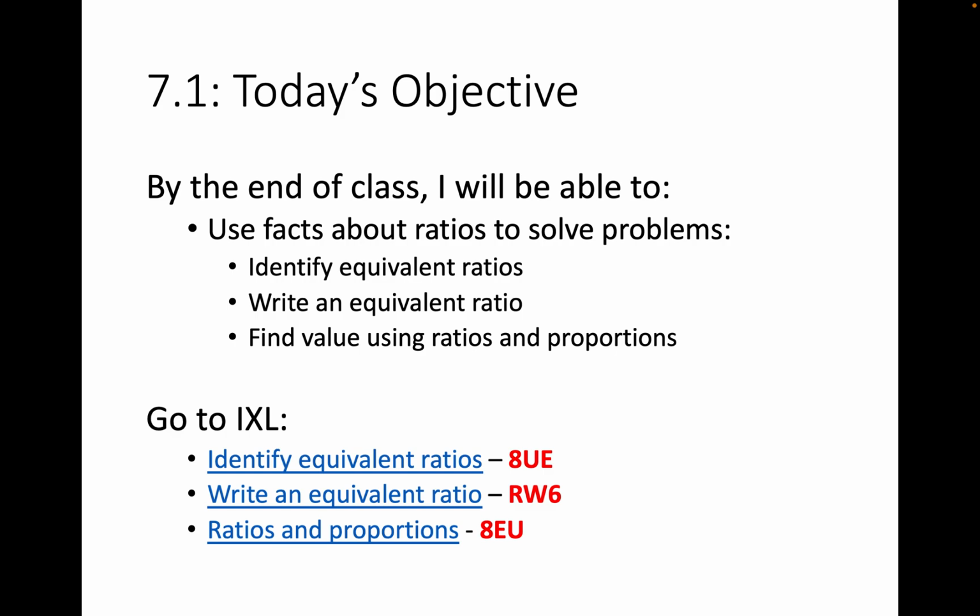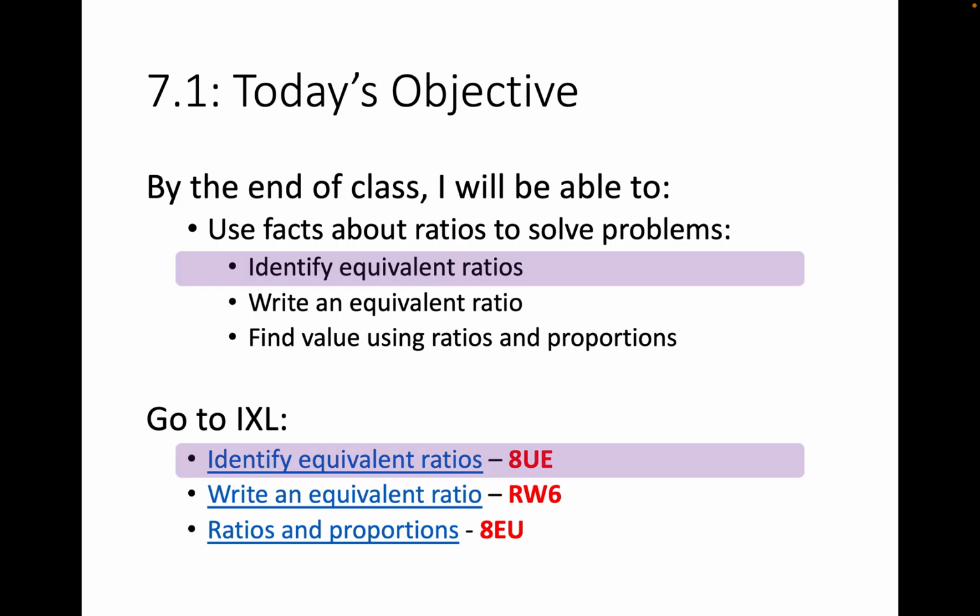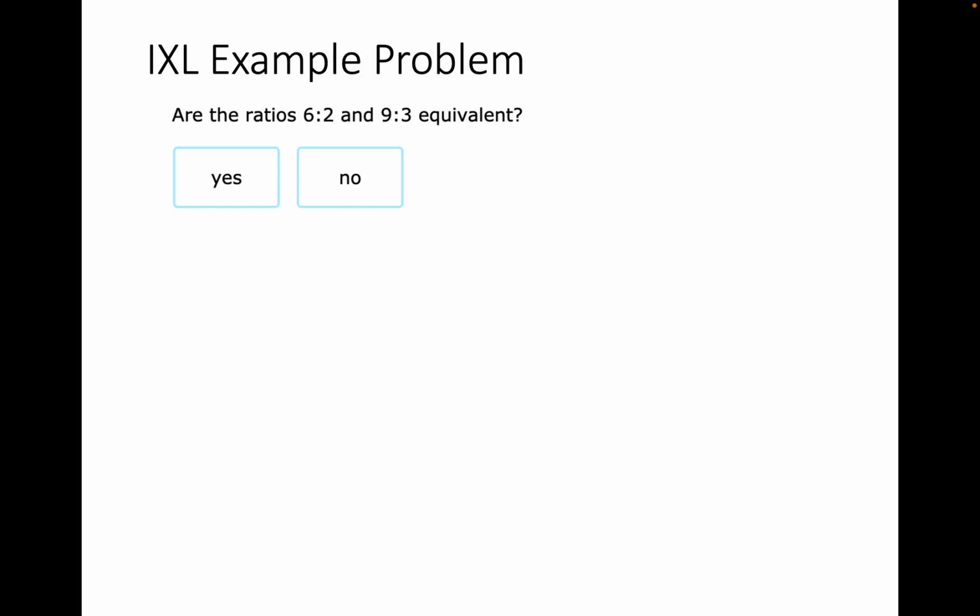All right, let's go through a couple of our objectives today and go through some IXL problems that we have for homework here. So the first one is to identify equivalent ratios. So let's do an actual IXL problem from the IXL identifying equivalent ratios, which is AUE. This is asking us, are the ratios of 6 to 2 and 9 to 3 equivalent? Do they form a proportion?